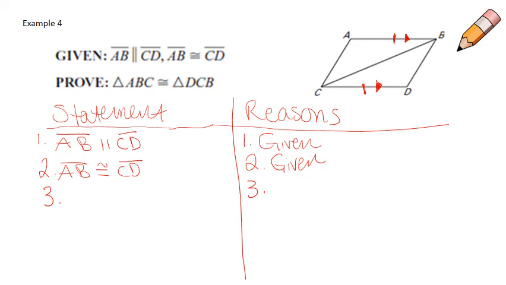So from these two given statements, I can start making some conclusions about the diagram. Remember back in Unit 2 that we learned if we have two parallel lines cut by a transversal, and in this case, in our diagram, the transversal would be the line segment BC. So because of that, we also know that we can form some angle relationships, right? So I know that alternate interior angles are congruent, which are these two right here.